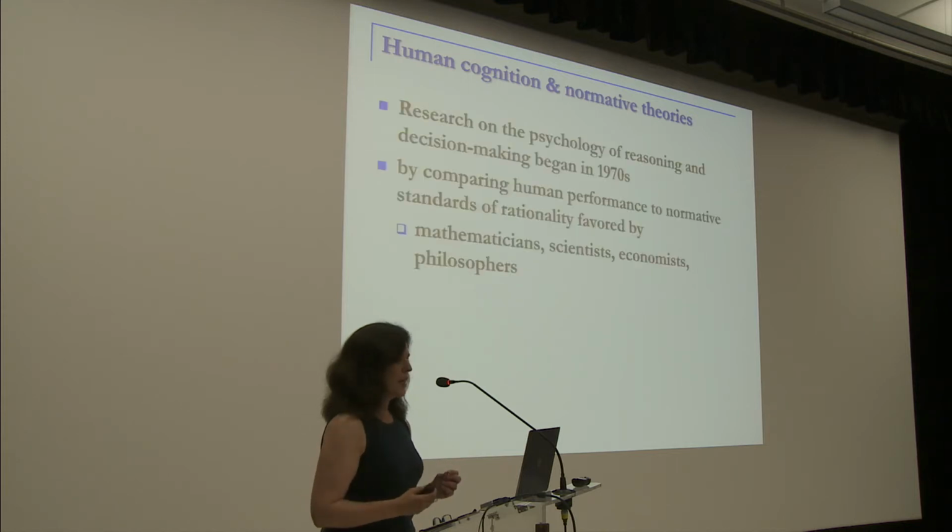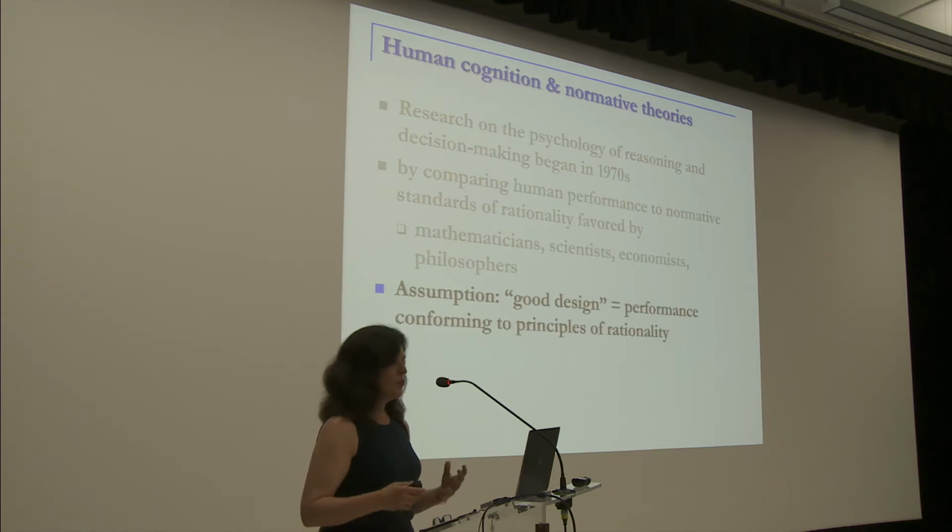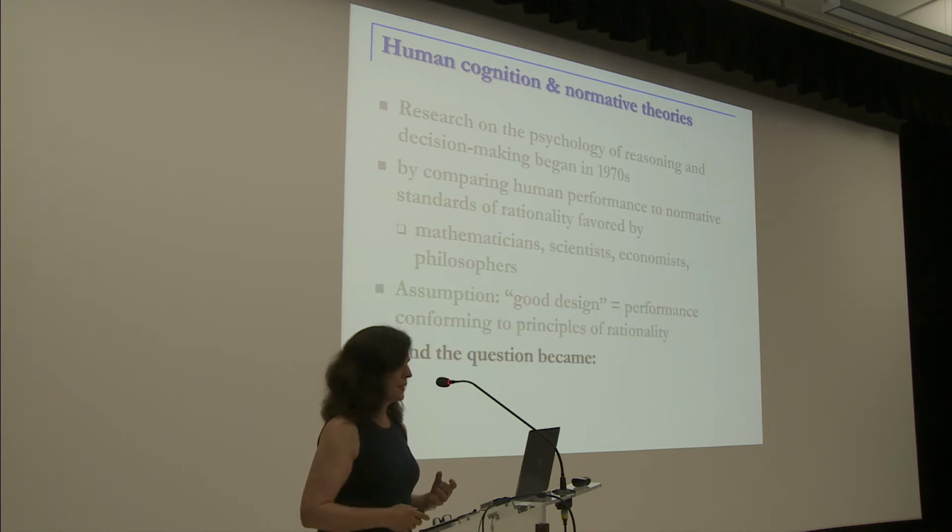So research on the psychology of reasoning and decision-making began in the 1970s by comparing human performance to standards of rationality that were favored by mathematicians, scientists, economists, and philosophers. And the assumption was that good design is equivalent to performance that conforms to these principles of rationality. And then the question became, are humans rational?